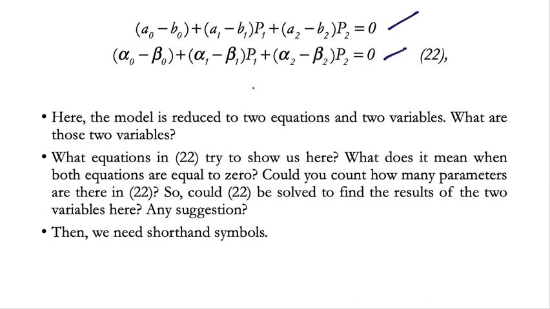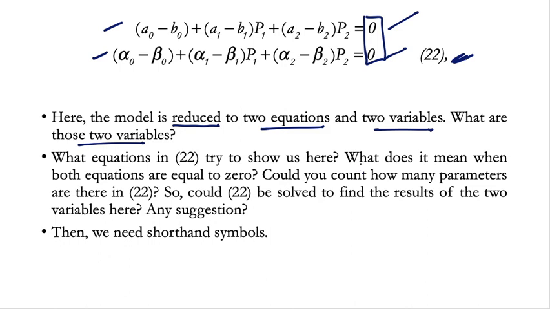So what we found here is that the model we saw earlier has been reduced to two equations and two variables. Like I said just now, we have two equations and two unknowns. Those unknowns are P1 and P2. All right, this is what I meant just now. So what is equation 22 here trying to show us? What does it mean when both of them are equal to 0?